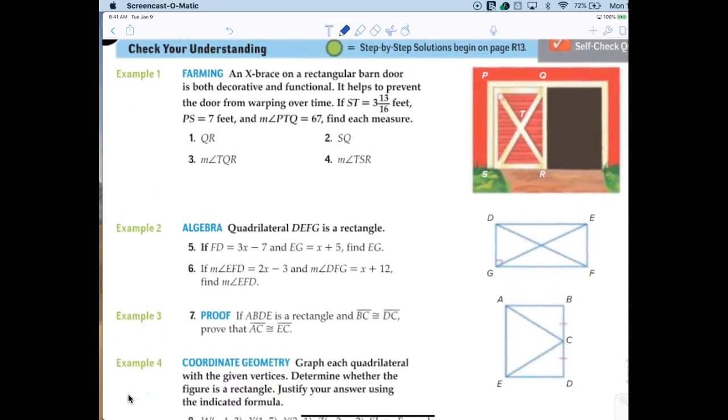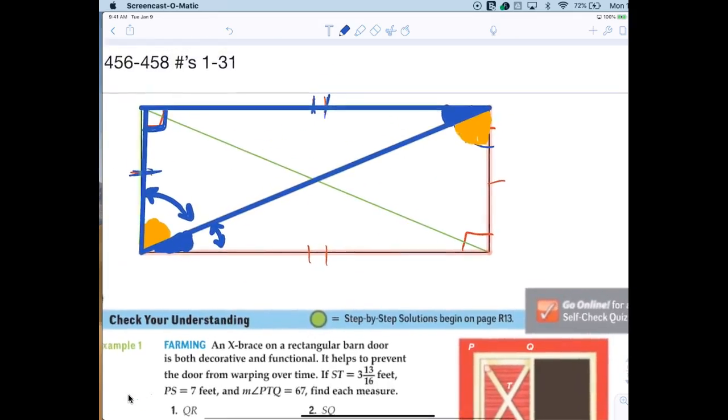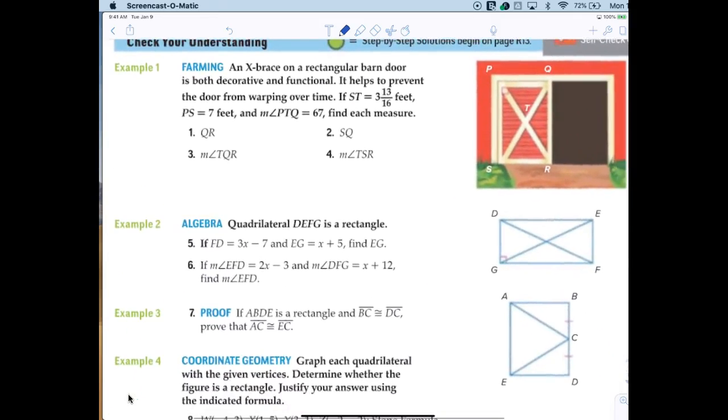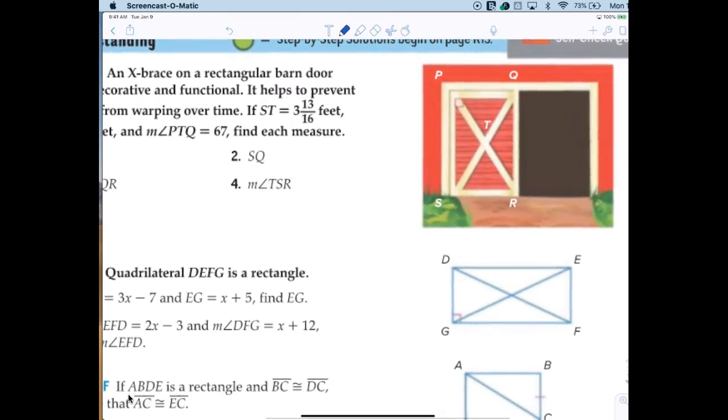I think I said everything I needed to say. So again, it looks like we have to do 1 through 31. So let's get started and make sure we're good. An X brace on a rectangular barn door is both decorative and functional. It helps to prevent the door from warping over time. If ST is 3 3/16, then what is TQ?